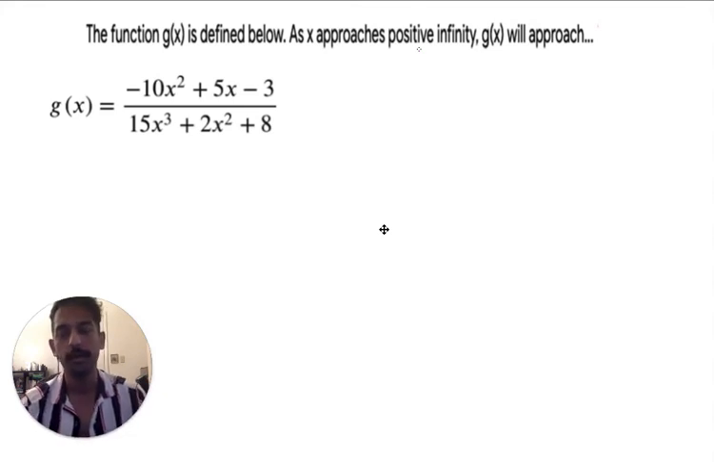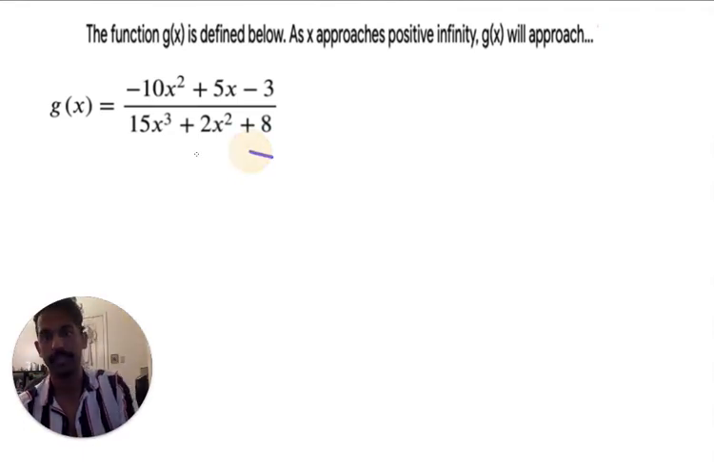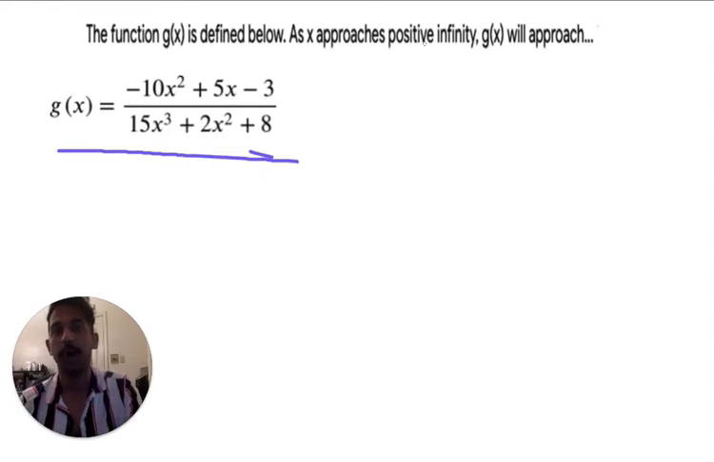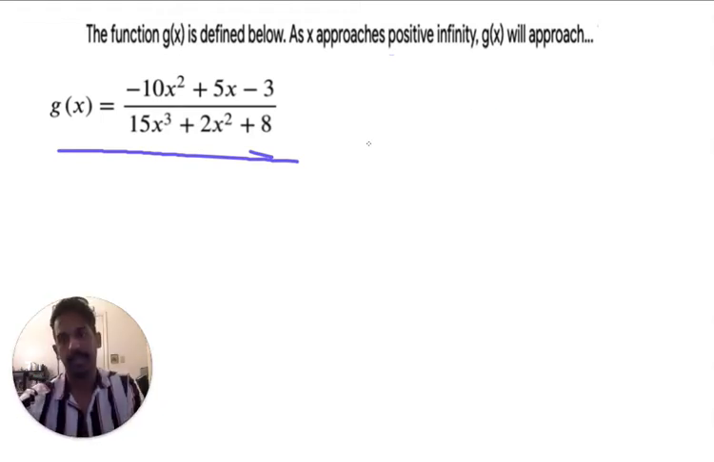Hello, hello. So this question is telling us that the function g of x is defined below, and we see that function here, g of x. As x approaches positive infinity, g of x will approach something. And so our goal here is to figure out, well, what's the end behavior of the function g of x?